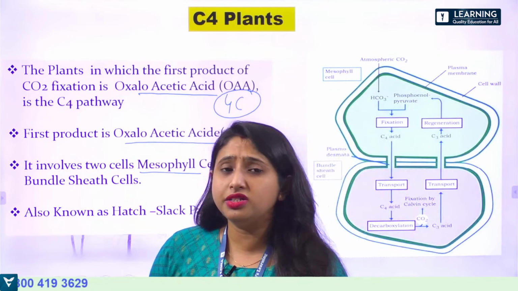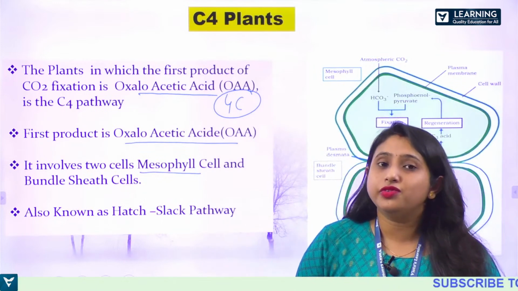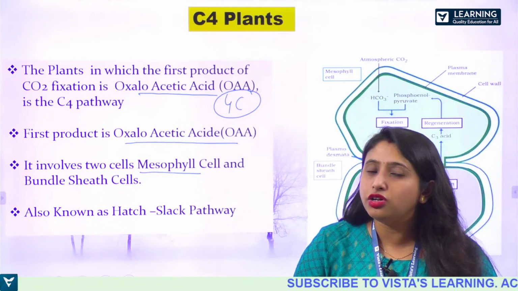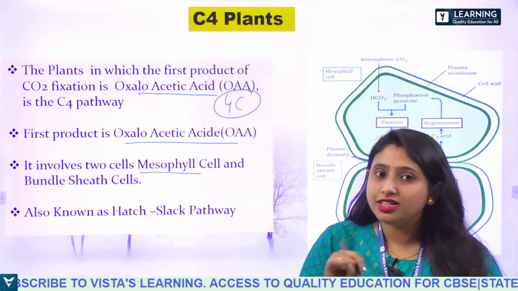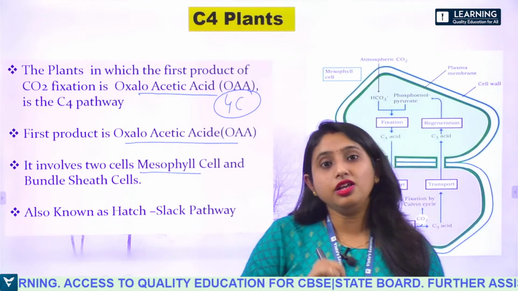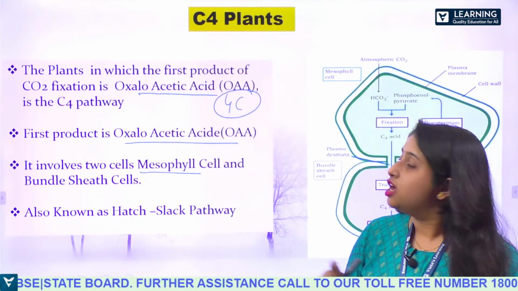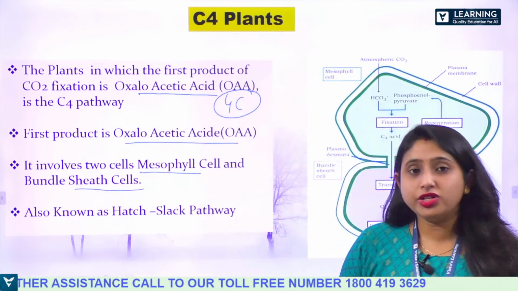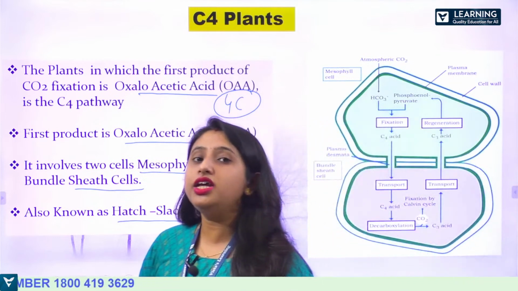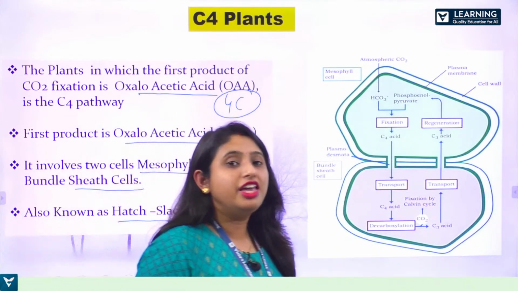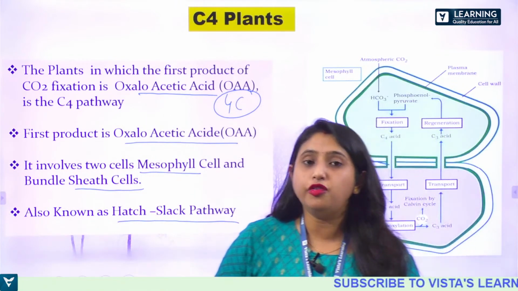You remember in chapter 6, anatomy of the flowering plant, you learned in detail about the leaves, where you saw the TS of the monocot leaf and the TS of the dicot leaf, and the various internal structures. There you saw that mesophyll cells and bundle sheath cells are present in the leaf. The C4 pathway is also known as the Hatch-Slack pathway, because it was named after the scientists who gave this pathway.